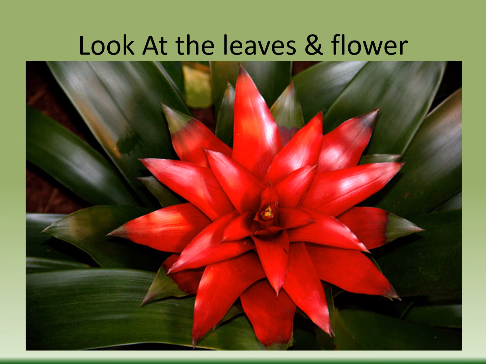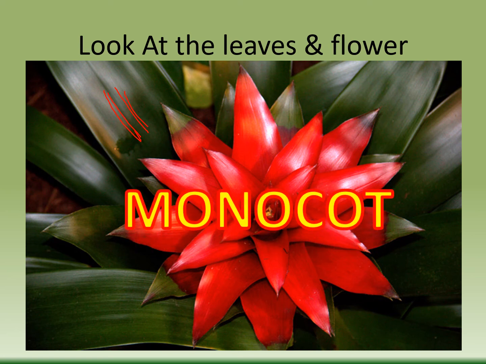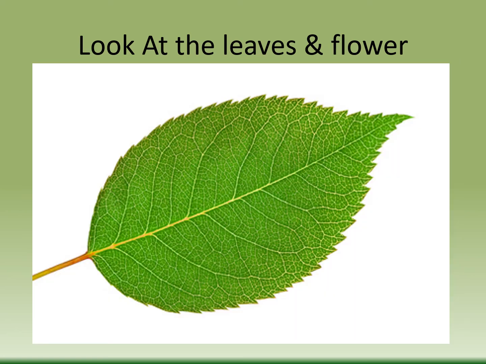Bromeliads, you can tell straight away because of the leaves. They're parallel veins. They're also in layers of 3 for the flowers. If you take a minute to look at that, you'd be able to pick those out. This is indeed a monocot. If you just look at this leaf, you know that this leaf came from a dicot because of the network veins.